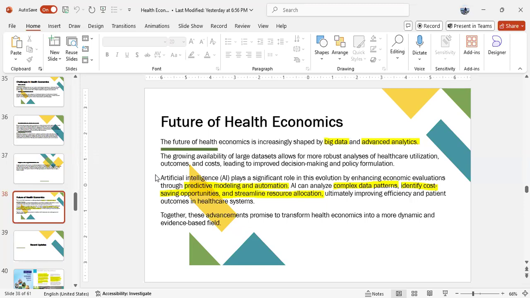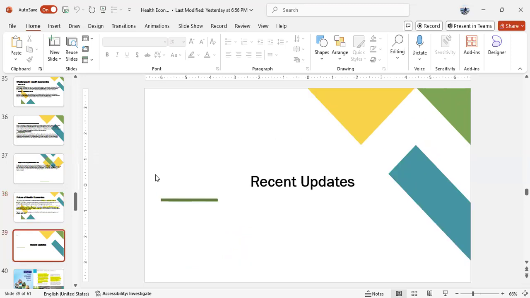Artificial intelligence plays a significant role in this evolution by enhancing economic evaluations through predictive modeling and automation. AI can analyze complex data patterns, identify cost-saving opportunities, and streamline resource allocation, ultimately improving efficiency and patient outcomes in healthcare systems. Together, these advancements promise to transform health economics into a more dynamic and evidence-based field.